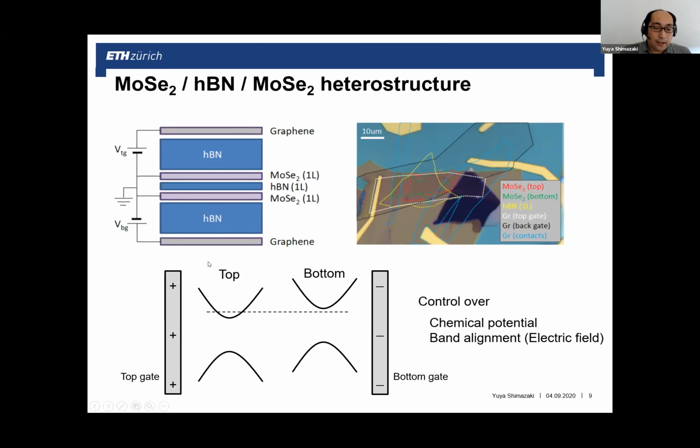By using a pair of gates, we can control the chemical potential and the band alignment, or electric field, independently in this system. For example, if you apply positive bias on the top gate and negative bias on the bottom gate, we can have the conduction band of the top layer lower than the bottom layer. And for example, we can dope only the top layer.